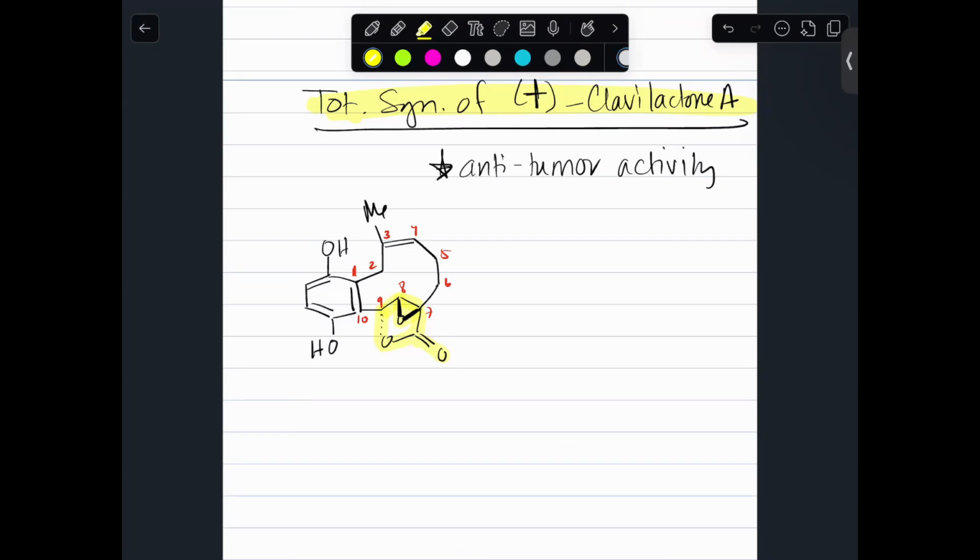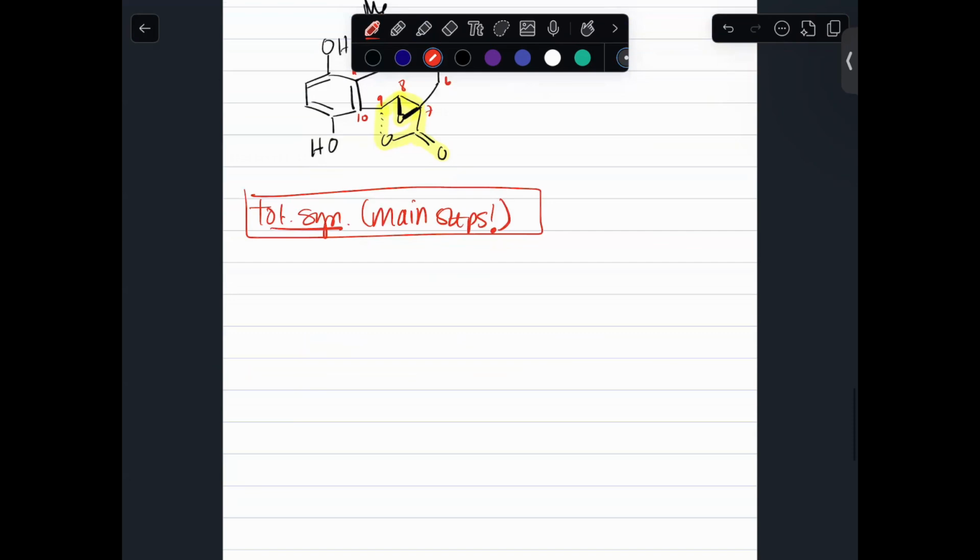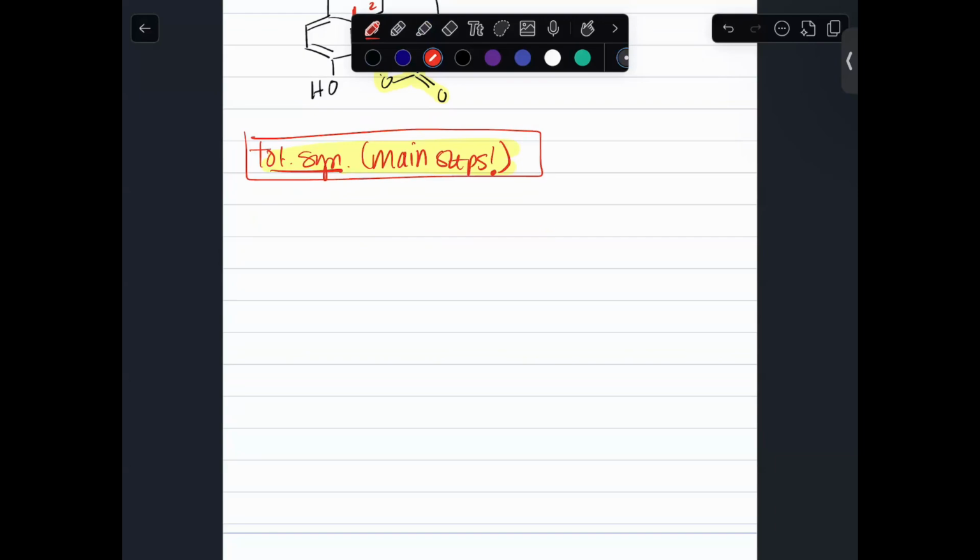Okay. And so the synthesis, or the main parts of the synthesis, come in 3 steps. Again, we're not going to go over the whole thing. It's just 3 of the major steps that are thought to be incredibly important. So I want to draw this in black pen.